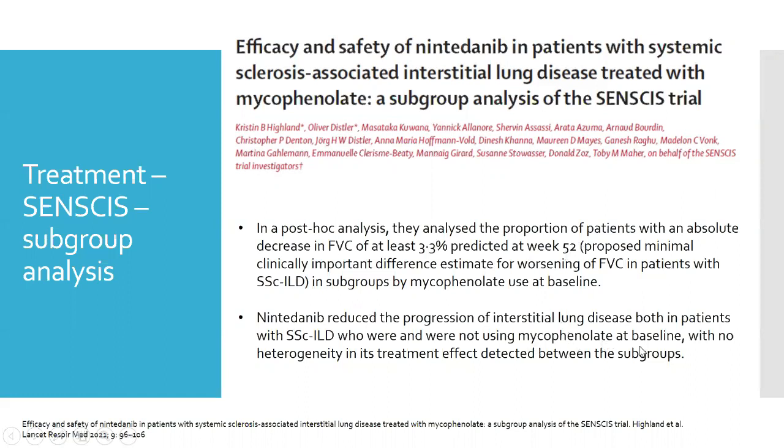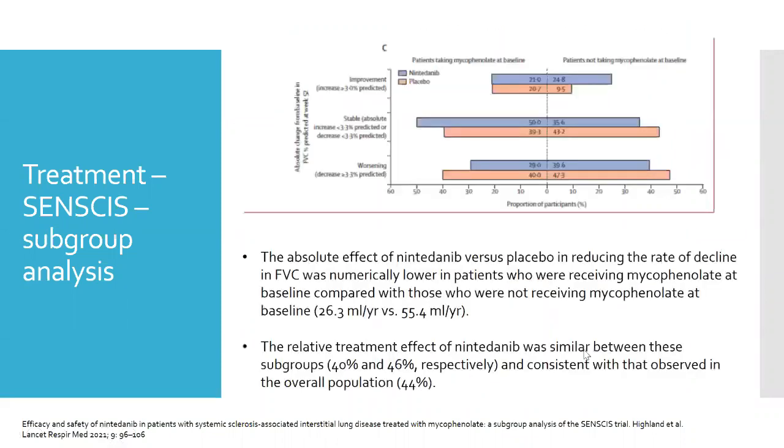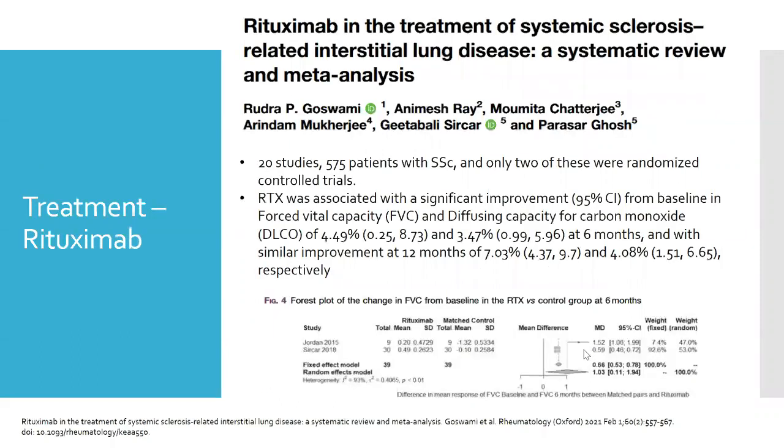So nintedanib reduced the progression of ILD in patients with scleroderma ILD, irrespective of whether or not they were on mycophenolate at baseline. And this graph looks at that in a little more detail. I'm going to be skipping over this more quickly because of time. So that kind of became important. So, irrespective of whether or not they were on mycophenolate, nintedanib is beneficial.